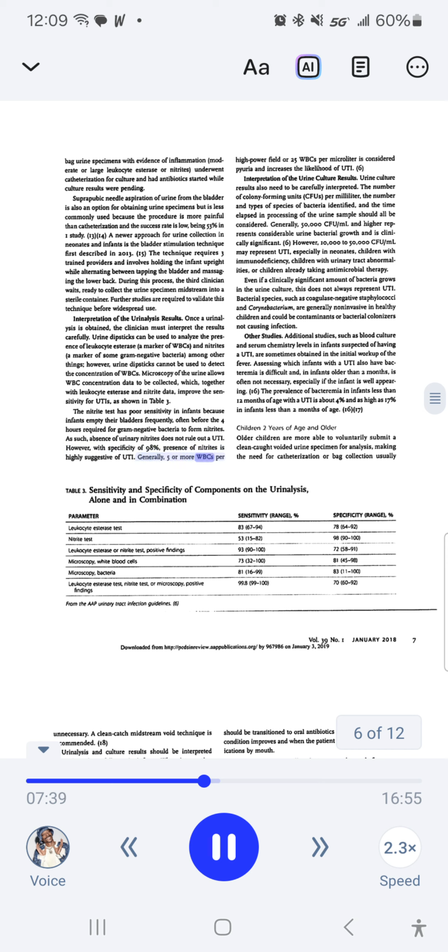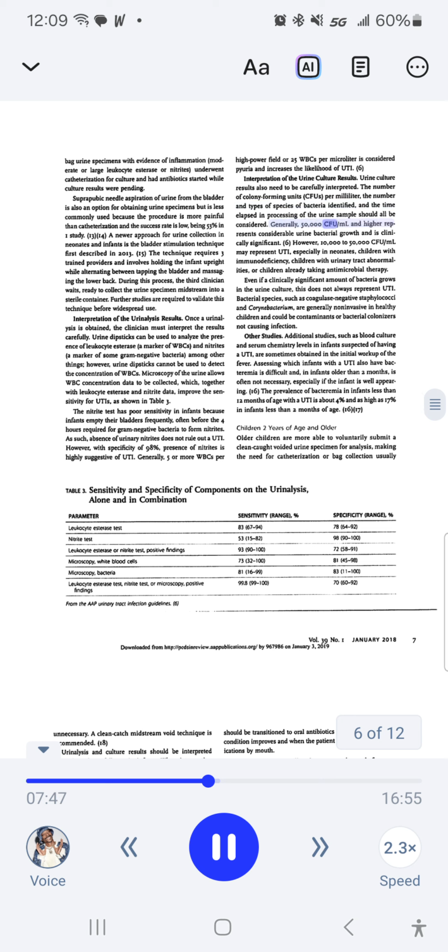Generally, 5 or more WBCs per high power field or 25 WBCs per microliter is considered pyuria and increases the likelihood of UTI. 6. Interpretation of the urine culture results. Urine culture results also need to be carefully interpreted. The number of colony forming units (CFUs) per milliliter, the number and types of species of bacteria identified, and the time lapsed in processing of the urine sample should all be considered.